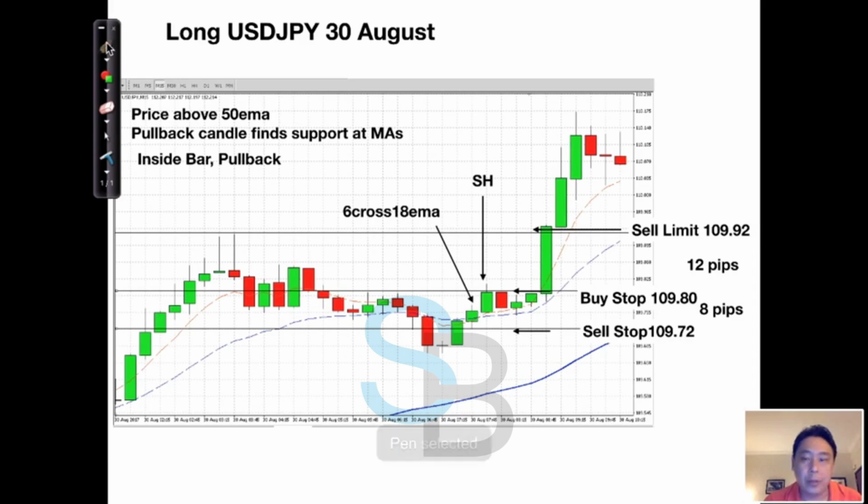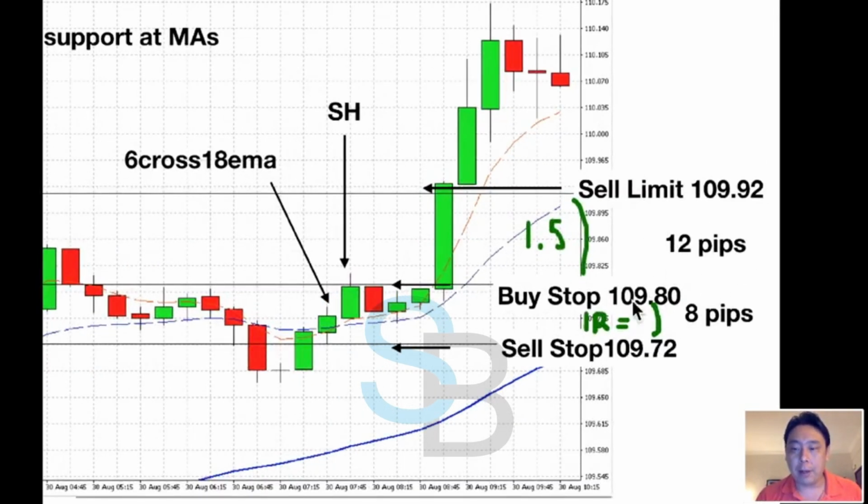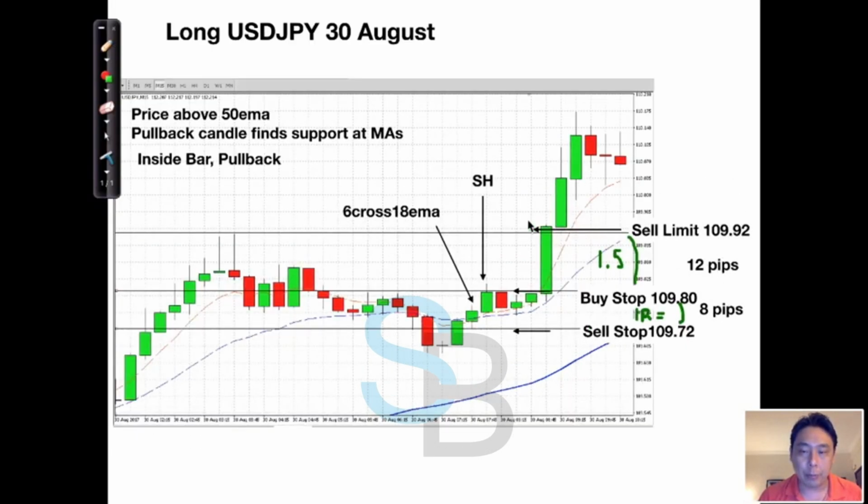So again, this represents 1 hour. Okay, so 1 hour distance in this case is 8 pips, which is the minimum which I've mentioned. And my profit target will be at 1.5 hour. So 8 times 1.5 is 12 pips. So 12 plus 109.80 is 109.92. So my profit target will be there.